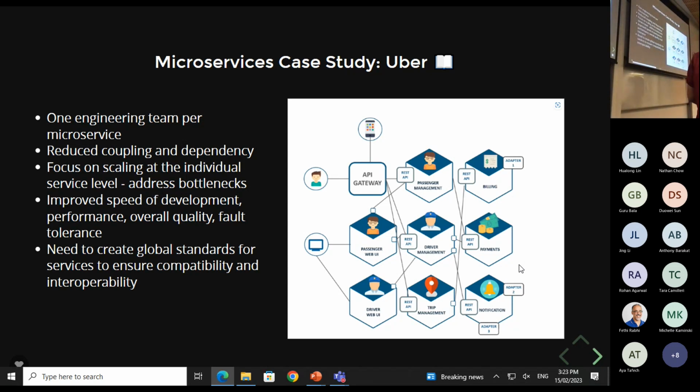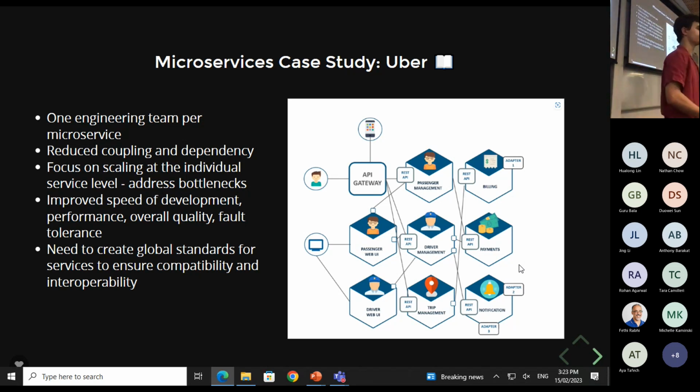What that did was reduce coupling and dependency, and what it allowed them to do was say, well, I'm going to scale at this individual service level. Allow them to address bottlenecks. So rather than saying, okay, let's add more compute power to the entire monolith, they say, well, maybe it's actually just this one service that has a lot of load for some particular reason. So we'll scale that rather than having to scale everything, which saves money.